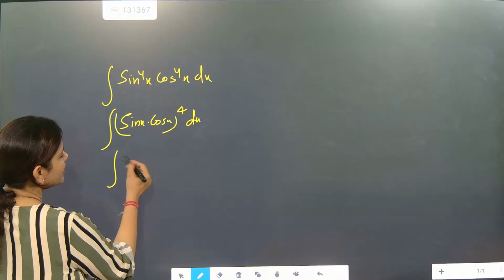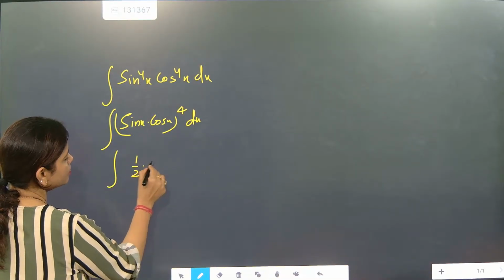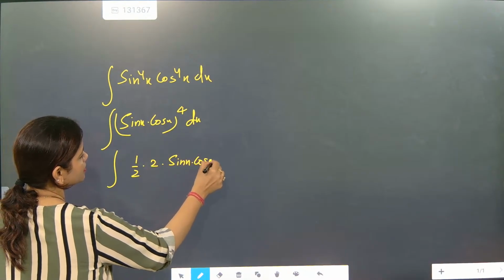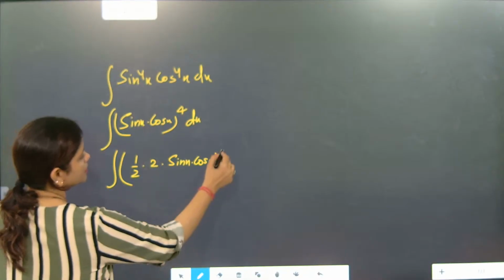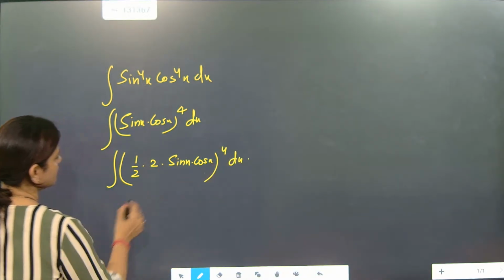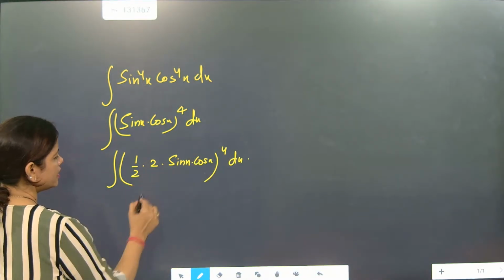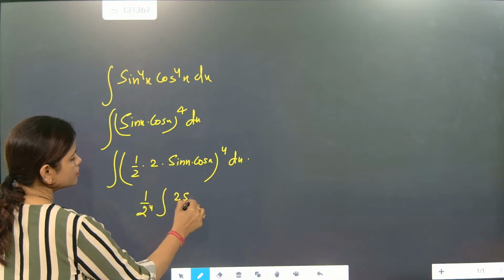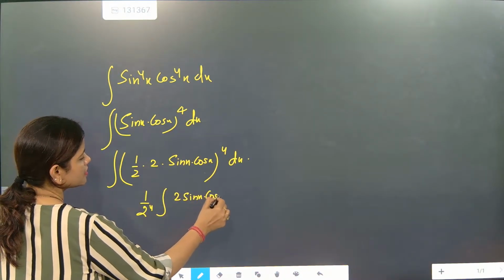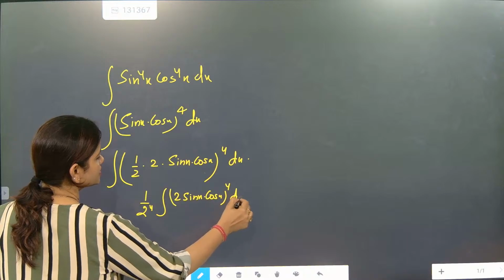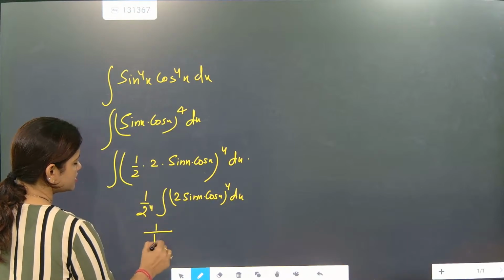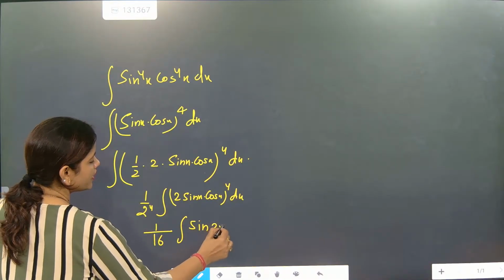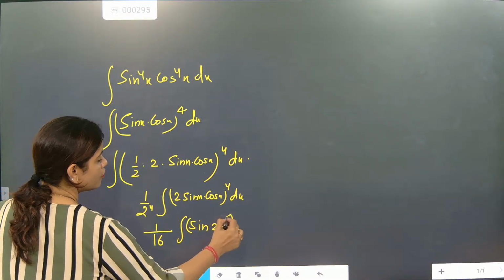So what I will do is 1 by 2 into 2 sin x cos x to the power 4 dx. So here this 4 will become 2 to the power 4. Now here it is coming as 2 sin x cos x to the power 4 dx. So it is coming 16, and it will become sin 2x to the power 4 dx.